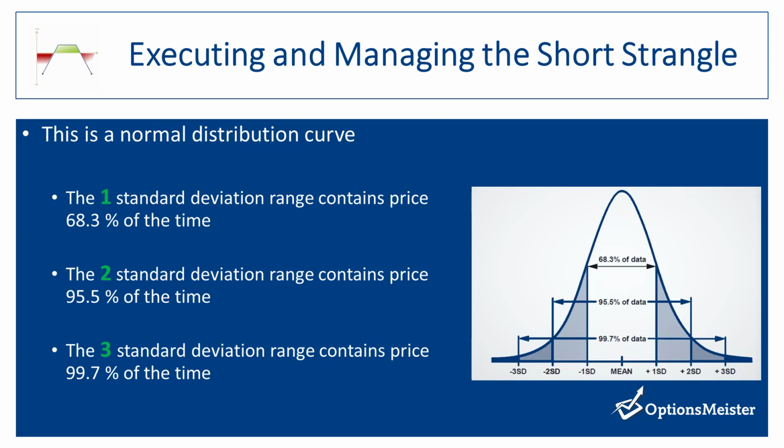95.5% of the time, price will stay between those strikes for the duration of the trade. And while we rarely trade a 3 standard deviation strangle, it will contain price 99.7% of the time. The basis of constructing strangles, in my world, is wrapped around the statistical probabilities that you see on the distribution curve in this slide.